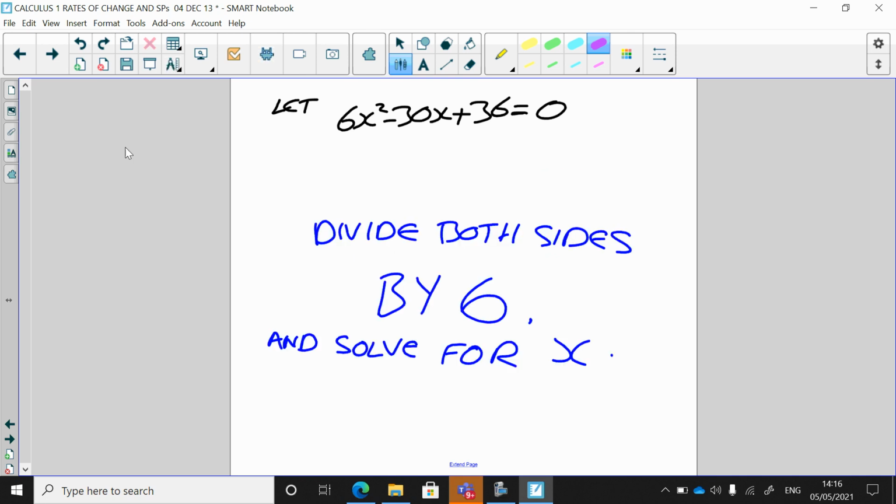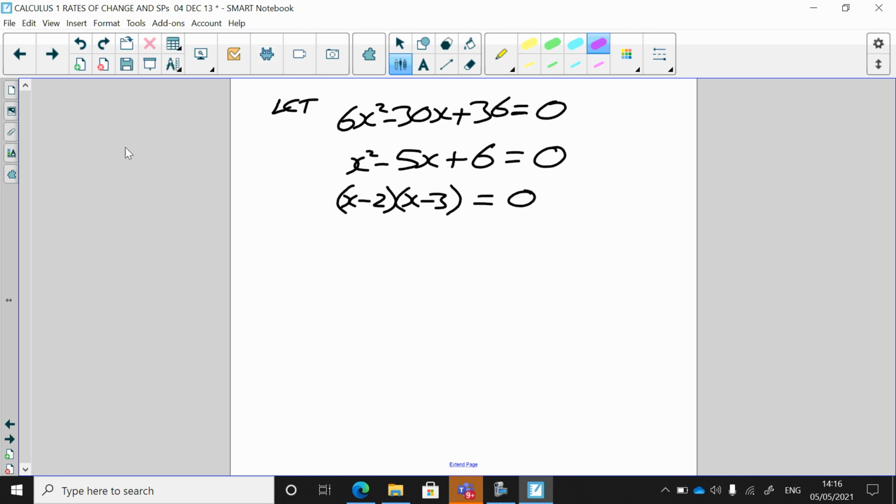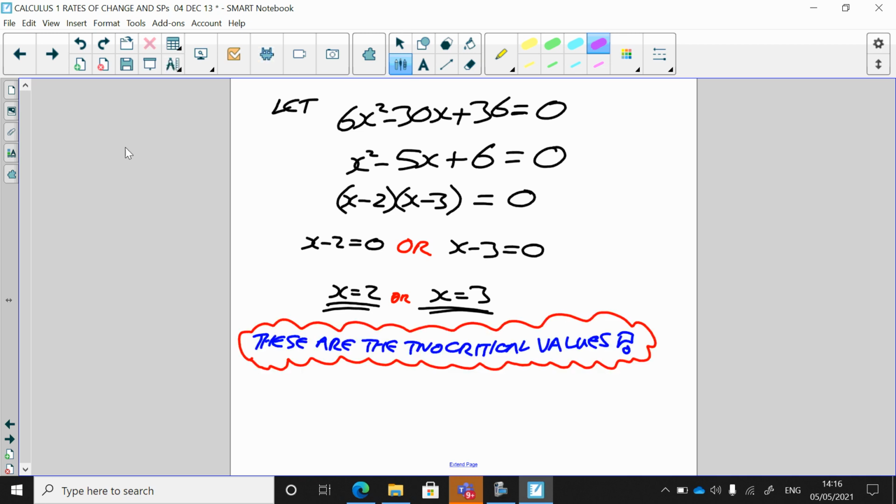But I notice the numbers are all divisible by 6. So that's exactly what I'm going to do here, because I'm allowed, I've got 0 on the other side. So with x squared take away 5x plus 6, I think I can factorise that. If you want to use the quadratic formula, then do so. I've factorised it. So you get one bracket times another bracket equals 0. So take the contents, make both of them equal to 0 and solve. So here, looks like we've got two critical values. x is 2 and x is 3.